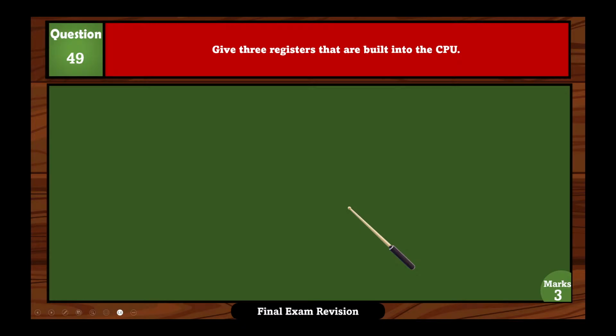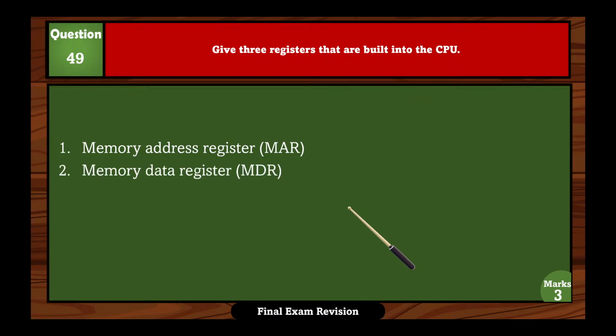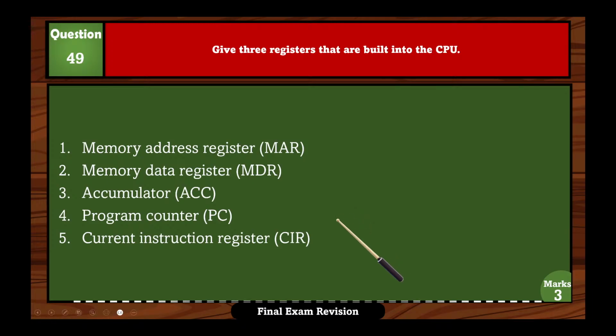Question number 49. Give 3 registers that are built into the CPU. So we know some registers that are built into the CPU. For example, MAR or memory address register, MDR or memory data register. Then you have the ACC or accumulator register. Then you have the PC, the program counter register. And the last one is CIR or the current instruction register. Make sure you know the names of those registers and their abbreviations.